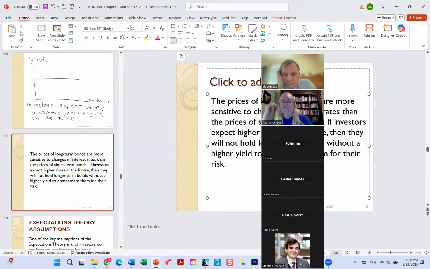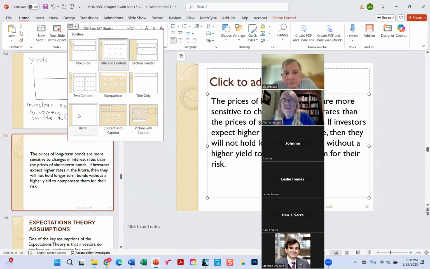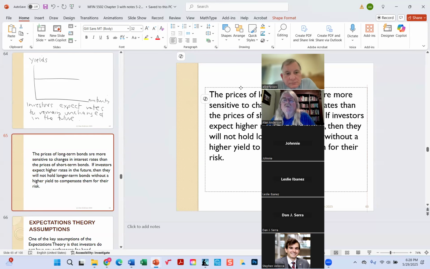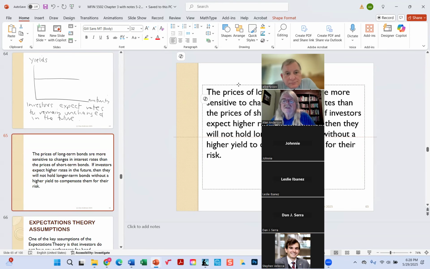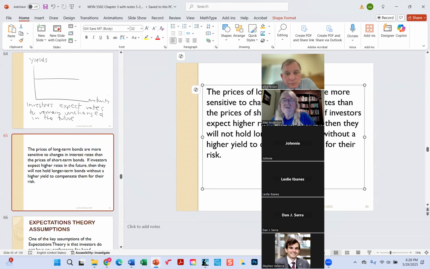Actually, it really goes both ways. In general, investors will require a higher return in the future for longer term bonds just because of the extra risk involved. But according to this theory, investors will hold whatever maturity makes sense based on their expectations of what's happening in the future.